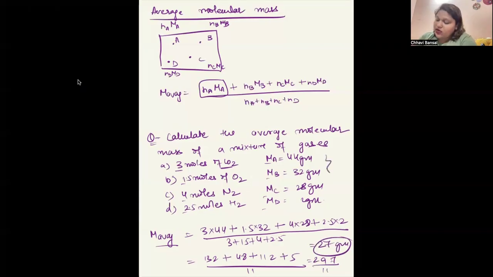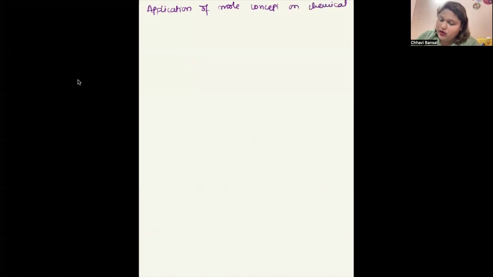Make sure these gases are non-reactive to each other. They are not reacting with each other. Okay. Is it clear? Now, whatever we have done so far, let's apply it to chemical reactions. So, application of mole concept on chemical reactions or chemical equations.